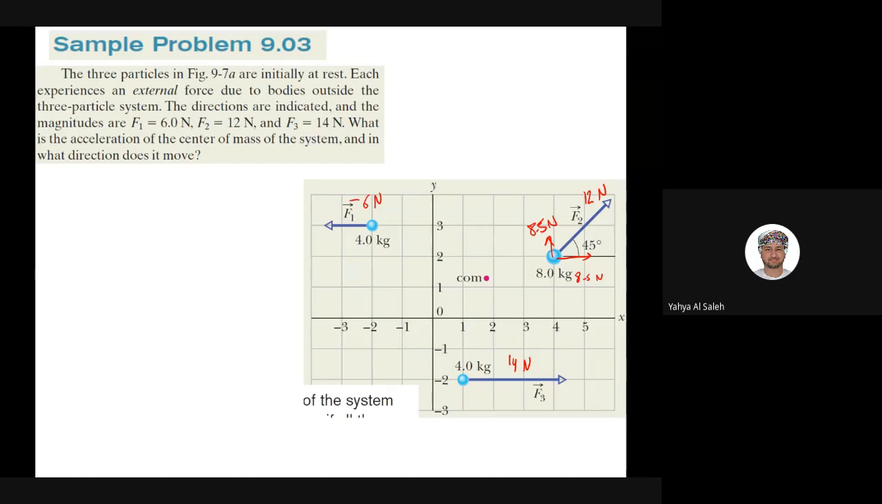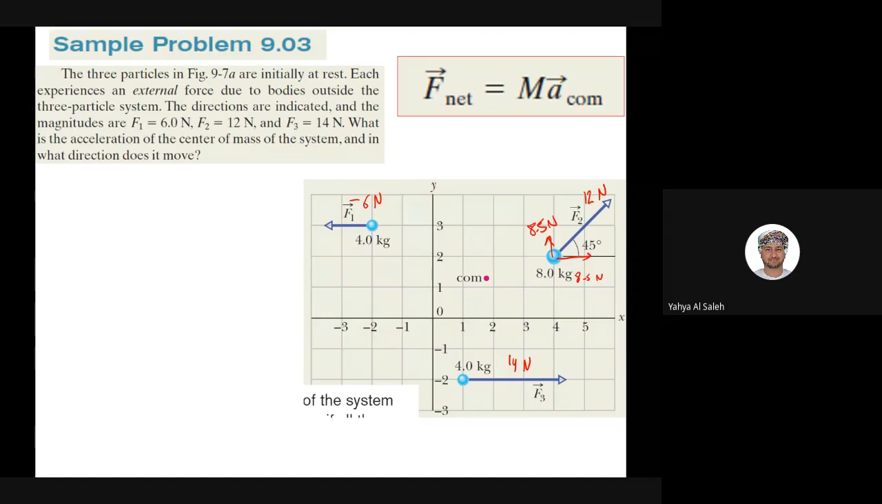What is the acceleration of the center of mass of the system? Say, for example, they are stuck together, they have to move together, and I want to explain in one sentence, in one number, the acceleration of this system. Like a human body, I don't want to give you the acceleration of the head, or of the hand, or of the foot. Just the whole person, this is their acceleration. So I want to find the acceleration of the center of mass of the system, and in which direction does it move?